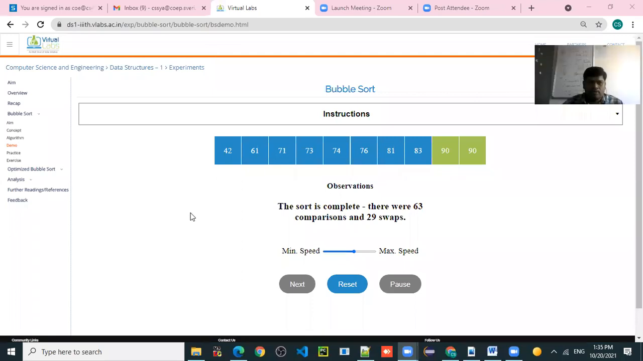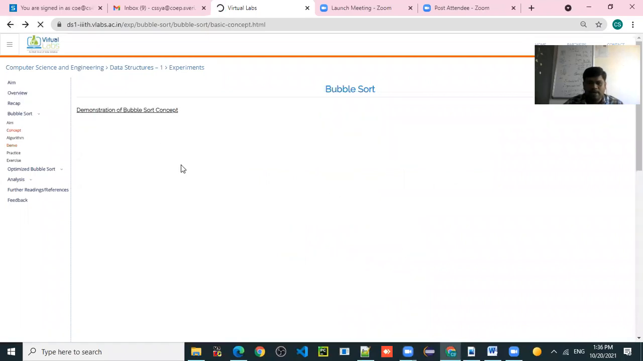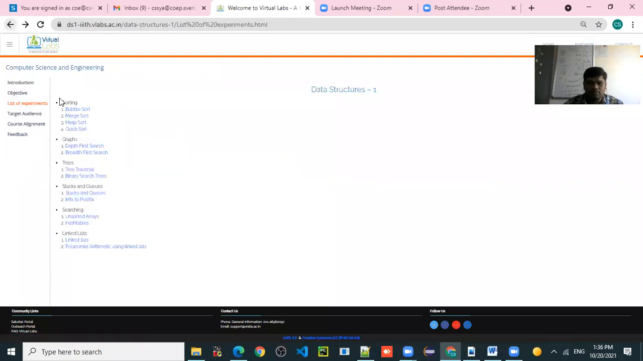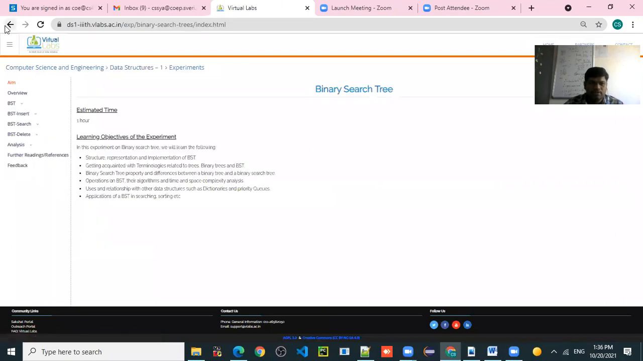Okay. Now we have completed the binary search. So let's see how the binary search algorithm is implemented. That part we will discuss.